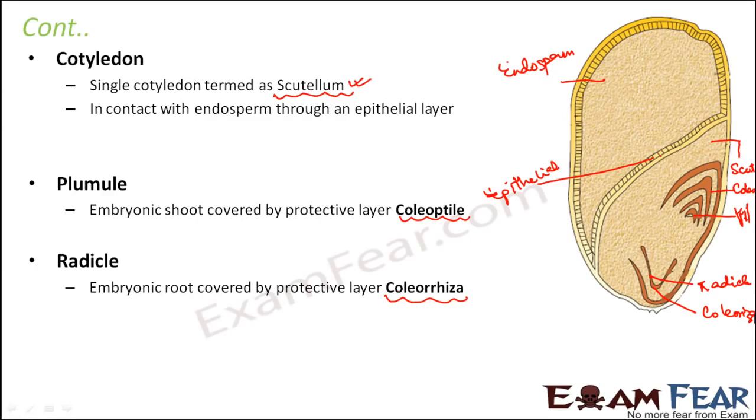Now please understand this structure of the seeds very properly, because it is very important, not only for your understanding but also from your examination point of view. They often ask you to draw a labelled diagram of a monocot seed or a dicot seed, so you should be clear with the structure.